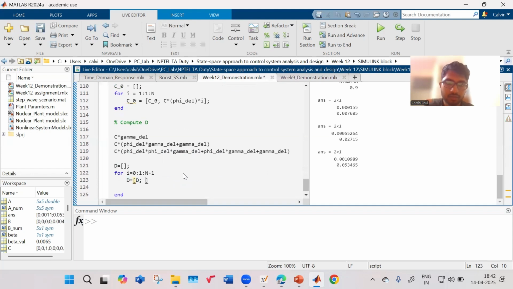Then it is going as C into C into gamma del, gamma del, but we have to do the sum of it. So we have to have a summing function as well.